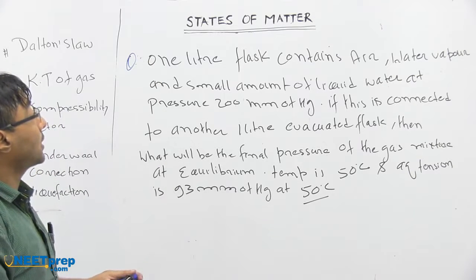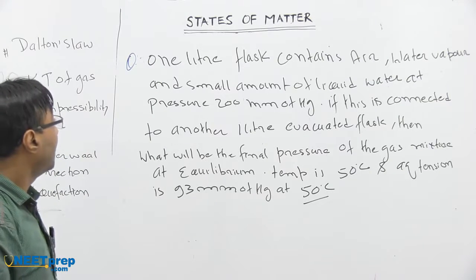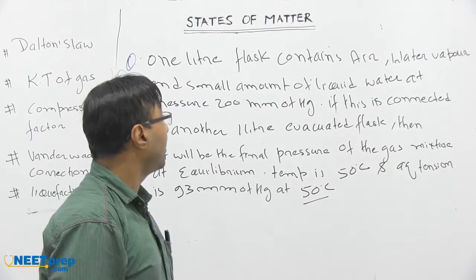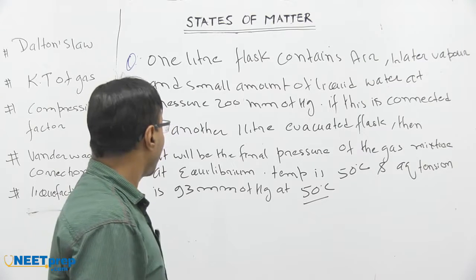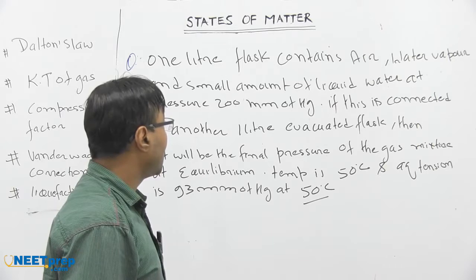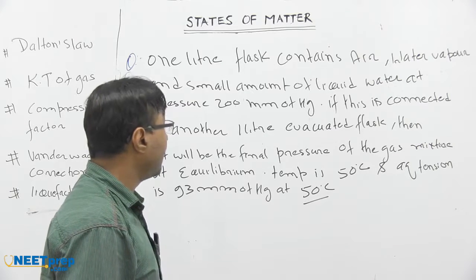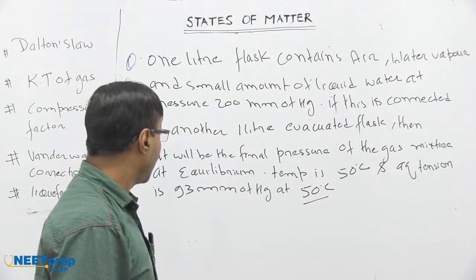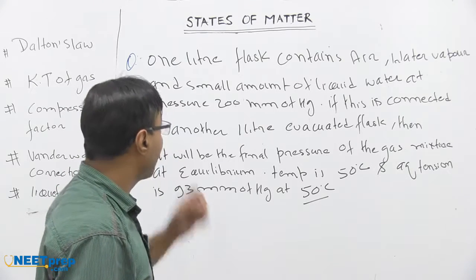A 1 liter flask contains air, water vapor, and a small amount of liquid water at a pressure of 200 mm of Hg. If this is connected to another 1 liter evacuated flask, then what will be the final pressure of the gas mixture at equilibrium? The temperature is 50 degrees Celsius and the aqueous tension at 50 degrees Celsius is 93 mm of Hg.